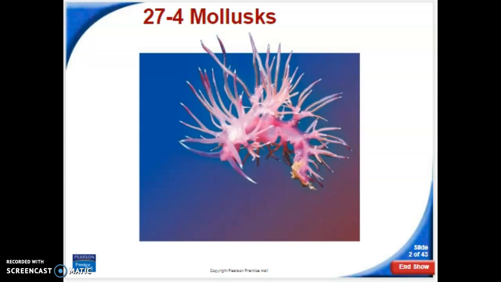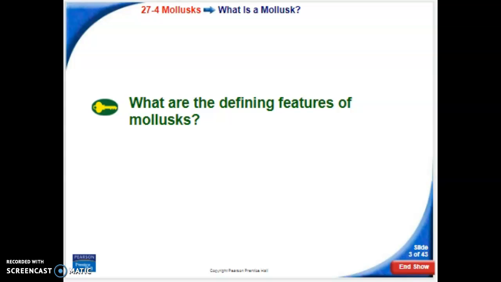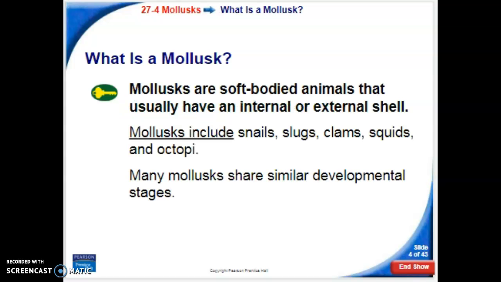The last phylum in this chapter we're going to talk about are the mollusks. Some defining features of the mollusk: they are soft-bodied animals, and they usually have an internal or external shell. So that could look like a snail, possibly a slug, clam, squid, and an octopus or the octopi.